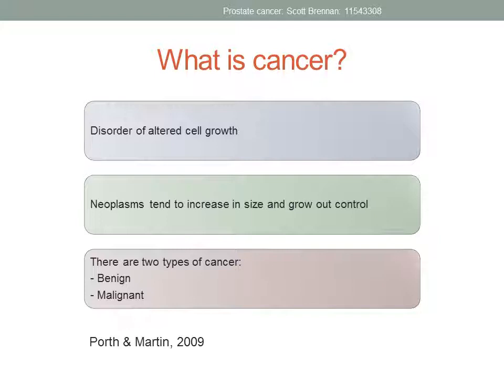Benign tumors remain localized to their site of origin and lack the ability to metastasize, infiltrate, or invade other sites. Malignant tumors invade and spread to other parts of the body. They have a greater potential to grow rapidly and widely.